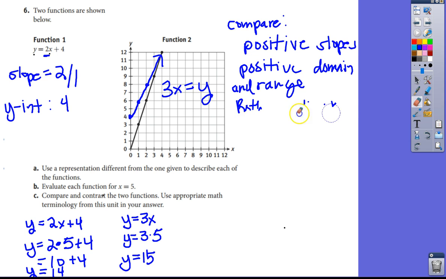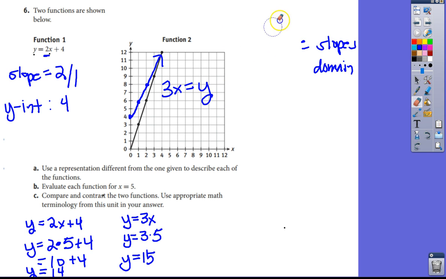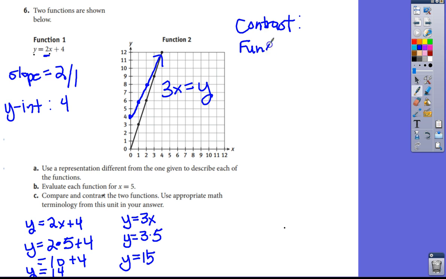All right, I'm going to go ahead and erase this because I need the space. Now we're going to come up with reasons why they're different. So the contrast. Okay, so first if we look at our slope, this one's 2 and this one's 3. So function 2 has a bigger slope. Actually, instead of bigger, let's use more of a math word. We'll say steeper, because if we look at our line, that's super steep. So a steeper slope.